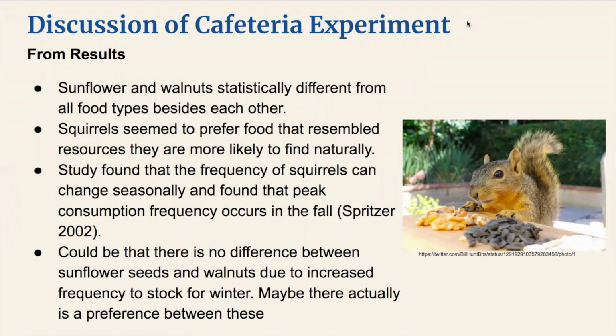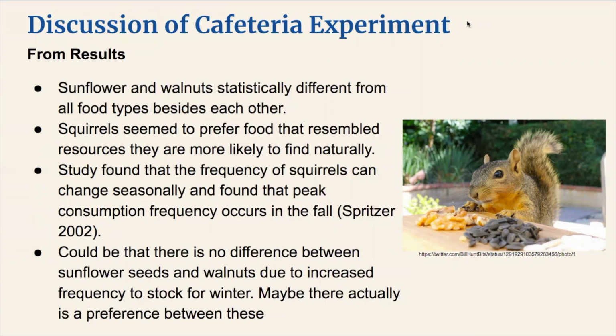The sunflower and walnuts were different from all the food types besides each other, and this was kind of expected because the squirrels seem to prefer the food that resembled the resources they're more likely to find in nature, so a nut and a seed.